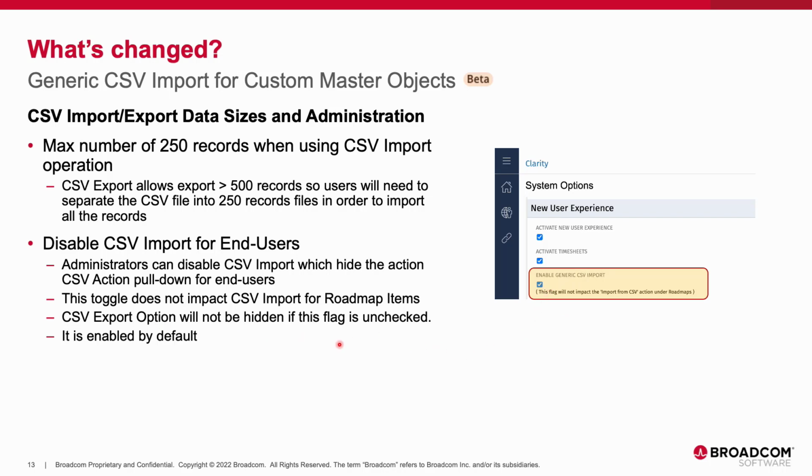One of the use cases may be that they have disabled the generic CSV import on your production environment, but you may want to export some information with that additional header information out of production, and then enable CSV import on maybe a test or development environment to prepare for when this becomes GA. So just keep that in mind. Also, this option is enabled by default on upgrade. So if you don't want this enabled in your environment, you need to uncheck this flag under System Option.